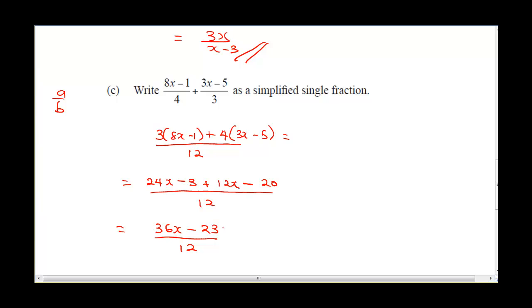So now look at this. This is a simplified single fraction because you can say this is equivalent to a over b. So this is our final answer. You can no more simplify it from here. So this is the final answer.